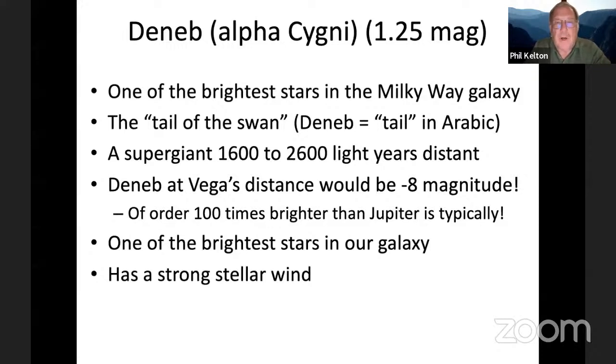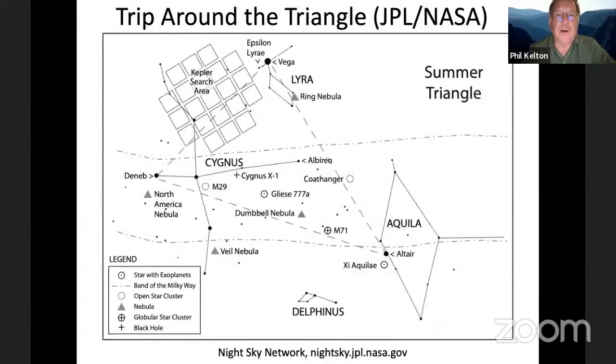And as I said before, because its distance is approximately 100 times greater than that of Vega and Altair, it's intrinsically one of the brightest stars in the Milky Way. It's the tail of the swan, or tail in Deneb is tail in Arabic. And if you figure out what its magnitude would be if it was close like Vega, it would be -8th magnitude. So it'd be incredibly bright. So again, one of the brightest stars in our galaxy with the strong stellar wind.